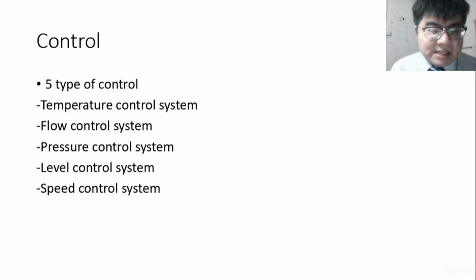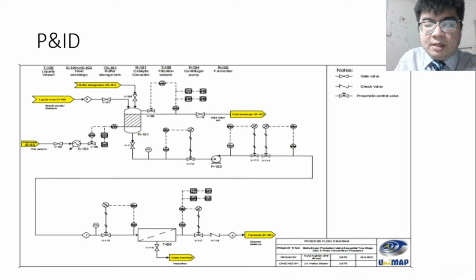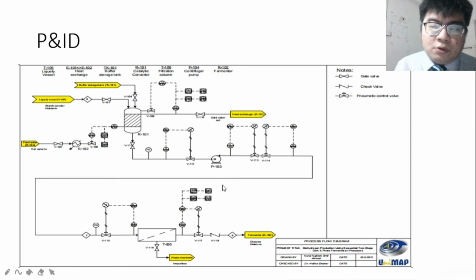Lastly is the speed control system. It is used to control the speed of the conveyor belt when the grain corn is transferred from one equipment to another equipment to make sure the flow rate is correct. Let's have a look at the PNID for the catalytic converter and the membrane filtrations. There are two control loops of temperature in the catalytic converter, then the flow control system between the pump and the membrane filtrations.